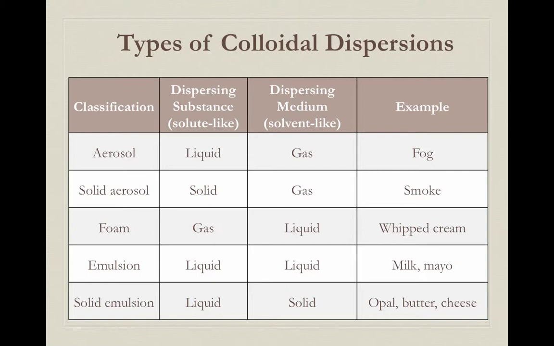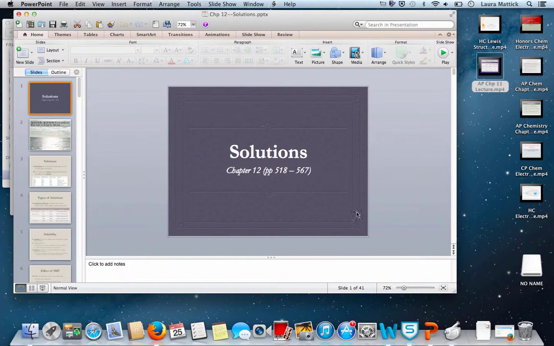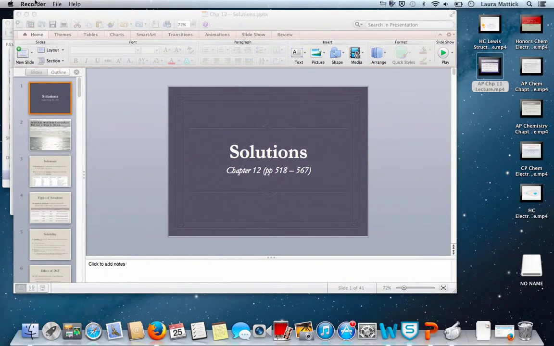These are just different examples of colloids: fog, smoke, whipped cream, milk, mayonnaise, butter, cheese. Those are all examples of colloids where they have large solute particles. And that is the end of the Chapter 12 PowerPoint.